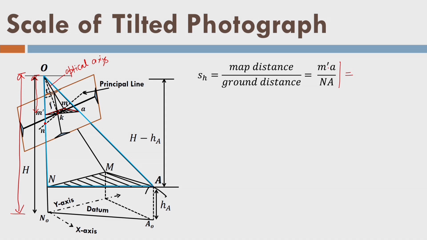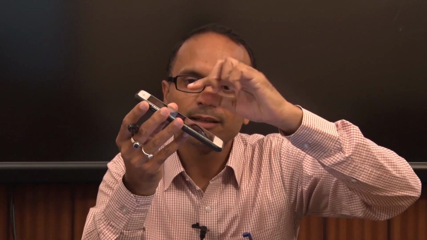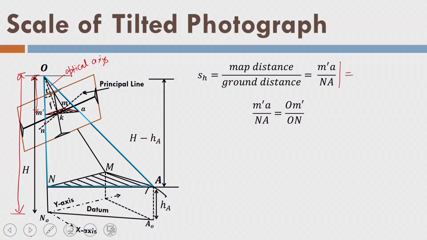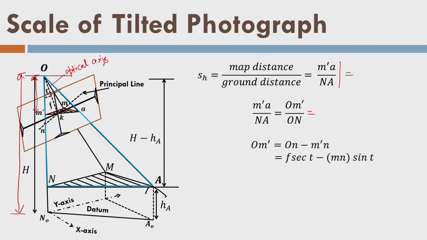As I told you, M dash A is not measured along the nadir line here, but this distance is from this point to this horizontal plane. So this distance I am trying to measure, and I am showing the ratio of this distance to the flying height, which is H minus HA, is the scale for point A if point A is on the tilted photograph. So now M dash A divided by NA is O M dash, again I am taking the same ratio by ON. ON is this distance, which is equal to H minus HA.